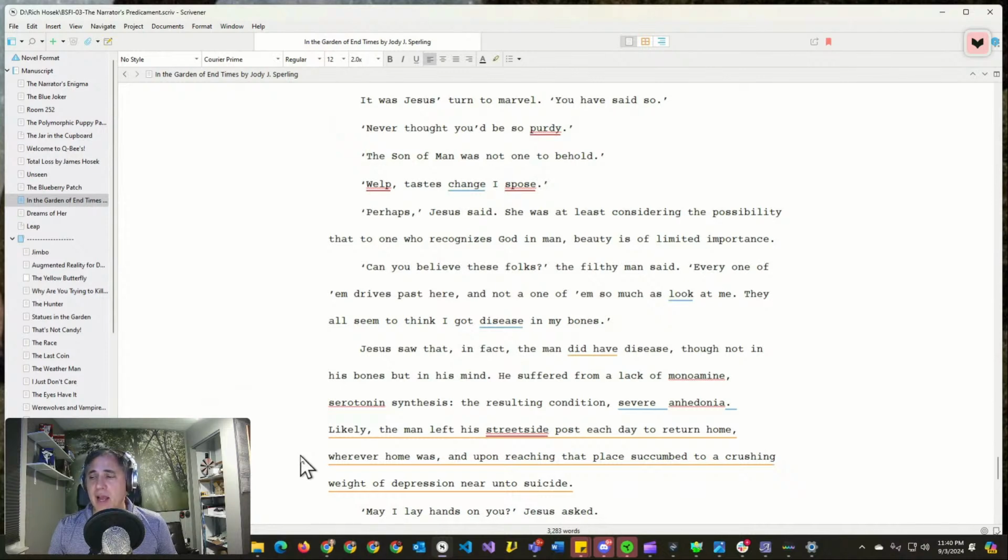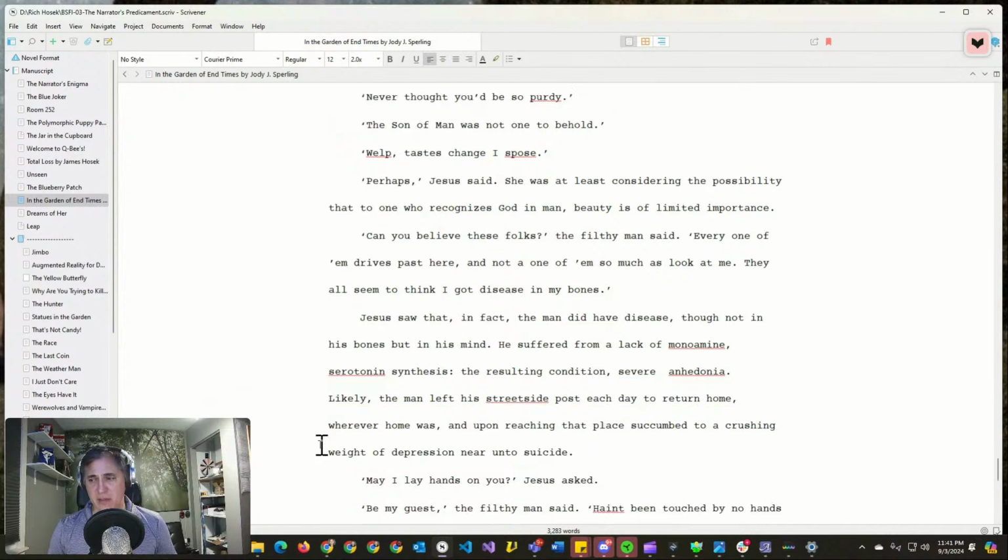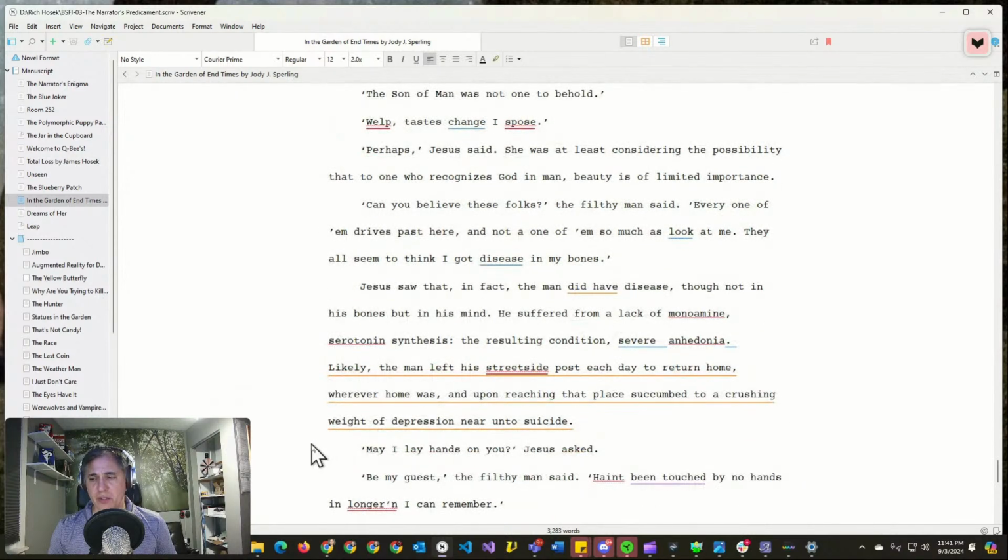He suffered from a lack of monoamine, serotonin synthesis. The resulting condition, likely, severe anhedonia. Likely the man left his street-side post each day to return home, wherever home was, and upon reaching that place succumbed to a crushing weight of depression near unto suicide.